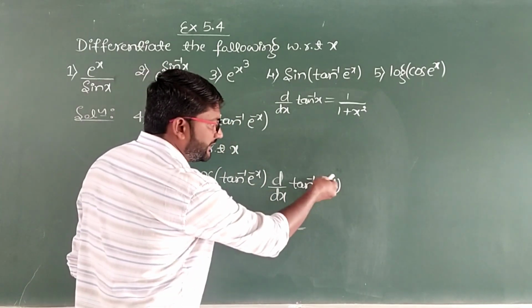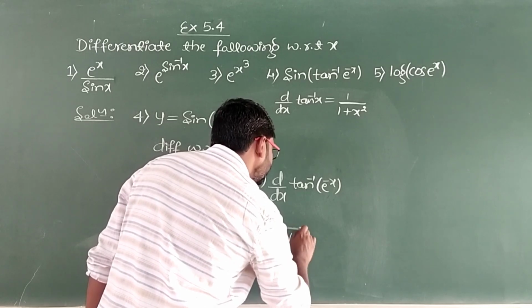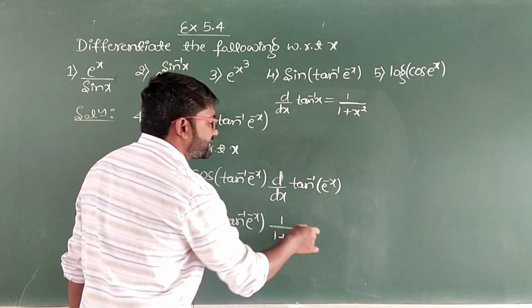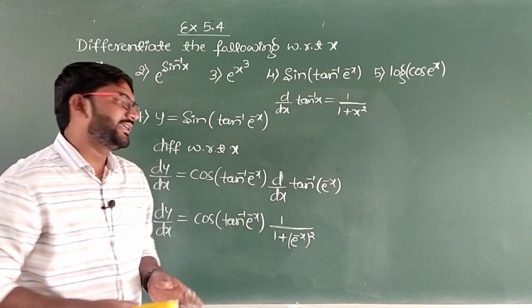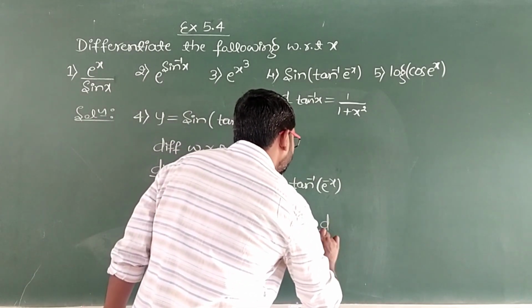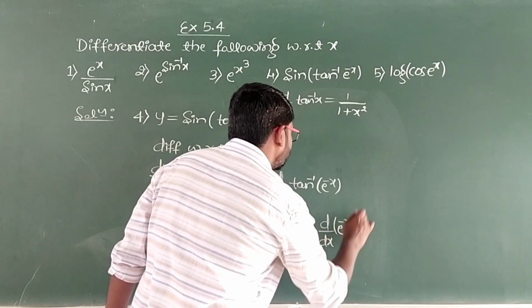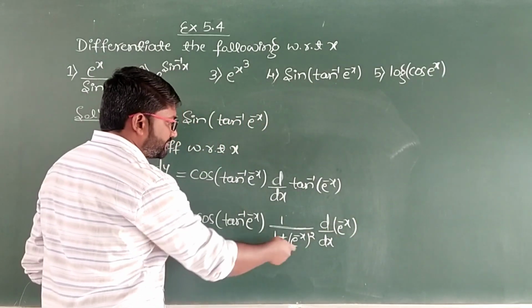X is e power minus x. So e power minus x the whole square. 1 divided by 1 plus x square. Now take the derivative of this function once again at the end into d by dx of e to the power minus x. So continue this. Write these two terms as it is.